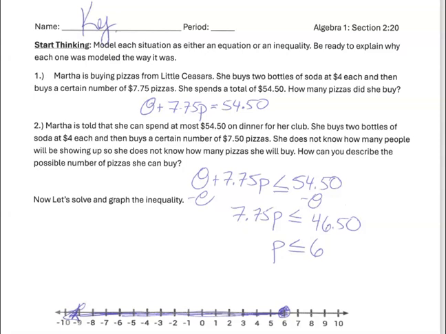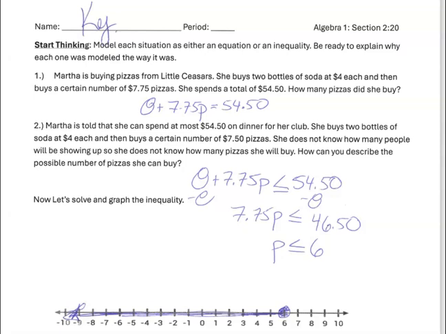So what happened here was we were given two different situations. One would be modeled as an equation and one would be modeled as an inequality. And students were supposed to figure out which one was which. So the first one says Martha is buying pizzas from Little Caesars. She buys 2 bottles of soda at $4 a piece and then a certain number of $7.75 pizzas and spends a total of $54.50. How many pizzas did she buy? So we are going to be solving for a specific number of pizzas. It's not going to be like a range of the number of pizzas she could get. So that would be an equation.